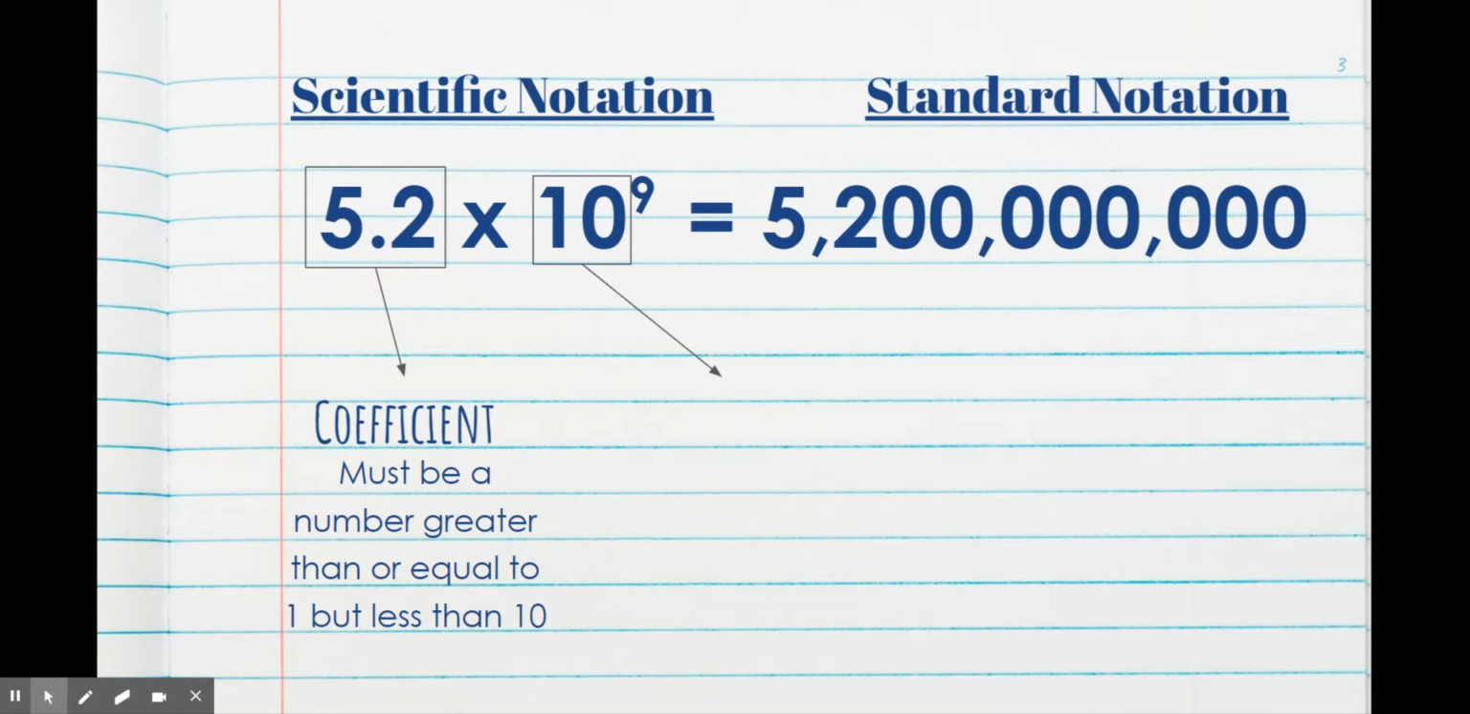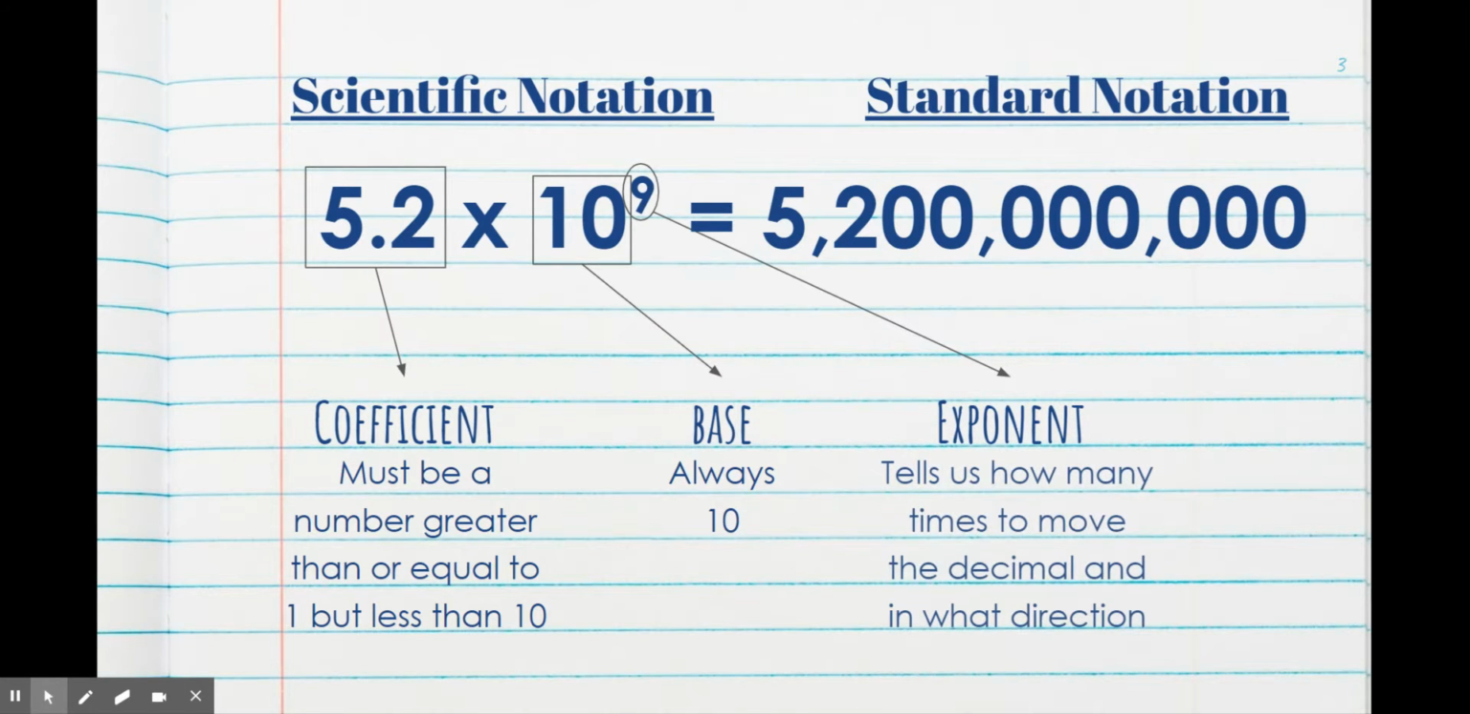The next part of scientific notation is the 10, which is called the base. When we're writing scientific notation, the base will always be the number 10. The last part is the 9. The 9 is called the exponent. In scientific notation, the exponent tells us how many times we moved the decimal and in what direction.